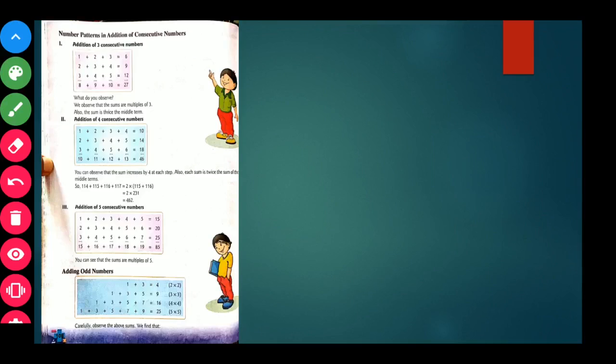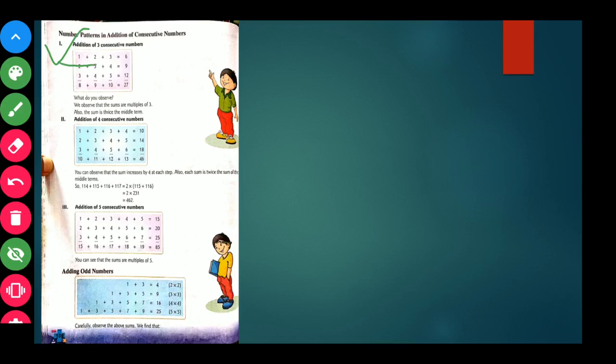Now open unit 7 and page number 108. On this page you can see number patterns in addition of consecutive numbers are given. So let us learn how to add consecutive numbers. First one, addition of 3 consecutive numbers. Consecutive means continuously, means next number.